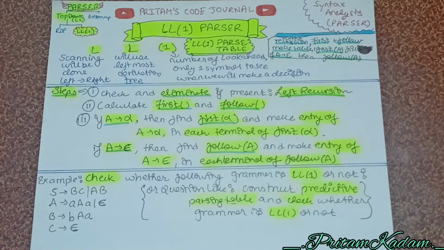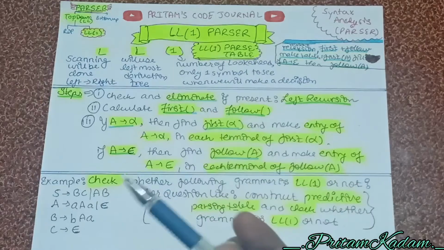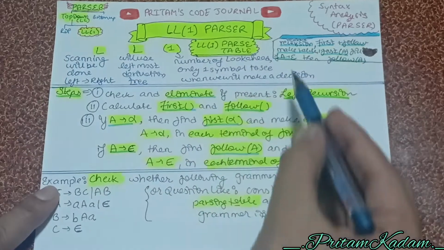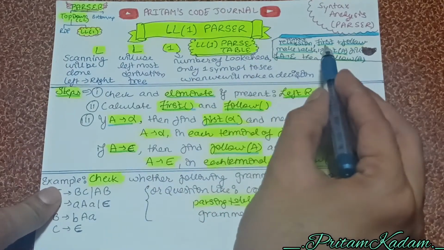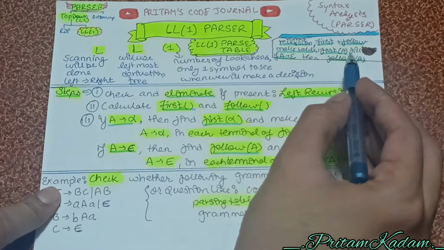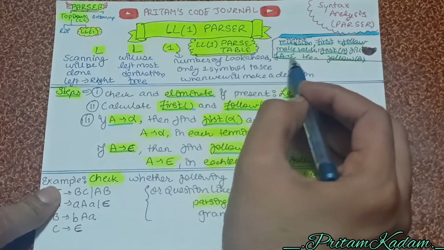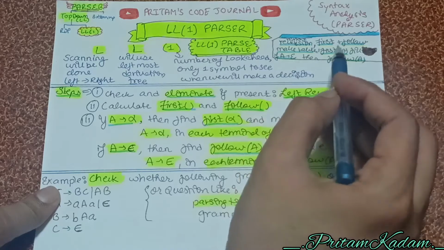Hello everyone. So today we will solve an example of LL1 parser. We will make the LL1 parse table after removing the recursion. Then we will find the first and follow. Then we will make the table with the first. And if there is epsilon in it, then we will go for the follow part.